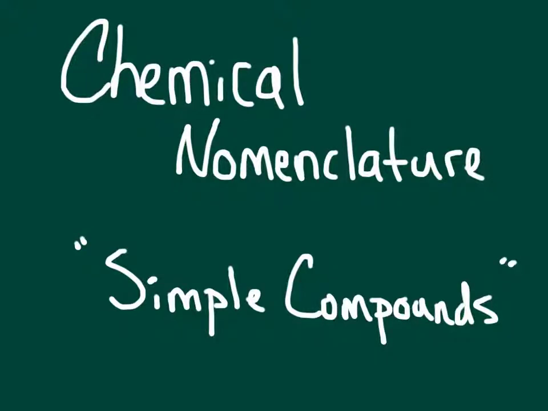Welcome back. Today's lecture in the chemistry series is chemical nomenclature, and in this particular lecture we're going to be focusing on simple compounds, primarily binary compounds. The next couple lectures will cover chemical nomenclature, and in each video we will discuss a different set of compounds and the various differences in how to name and in turn get the formula from the name of the compounds.